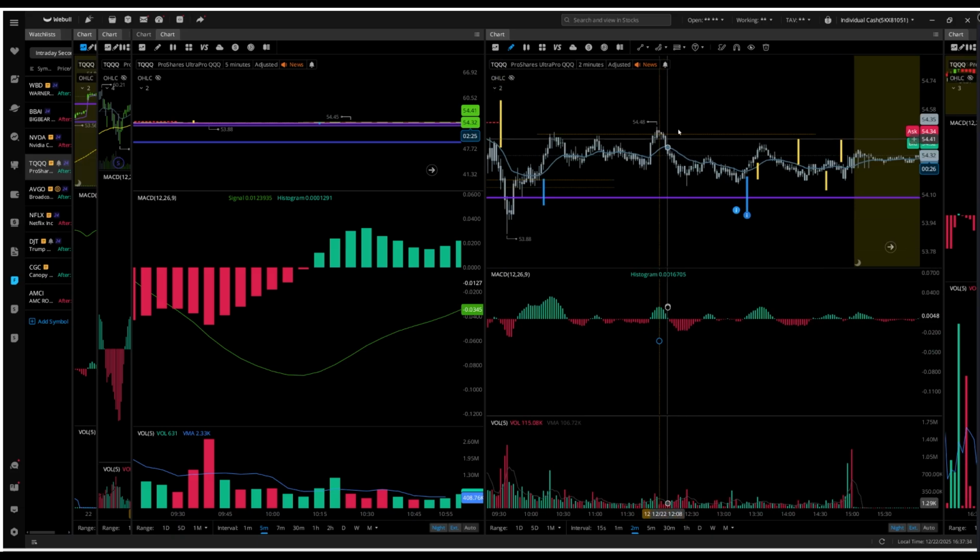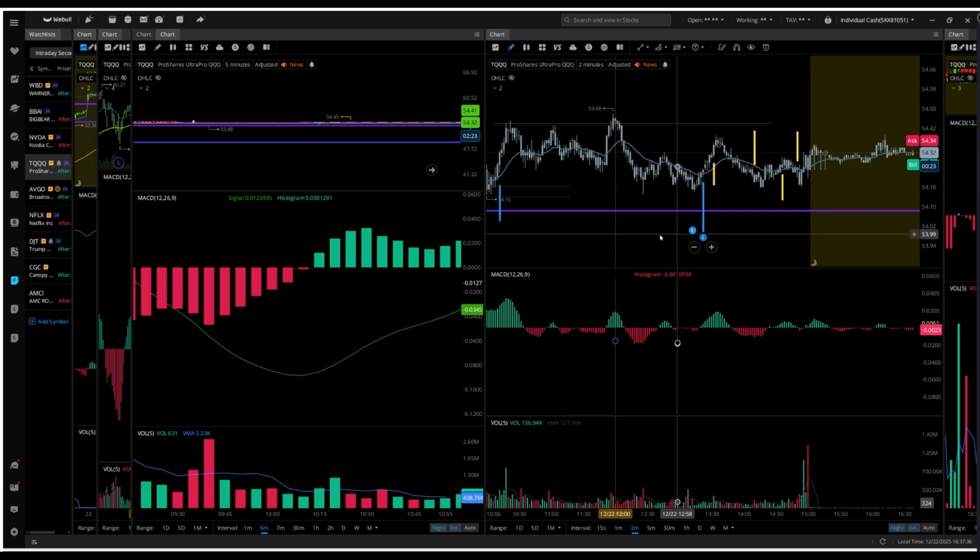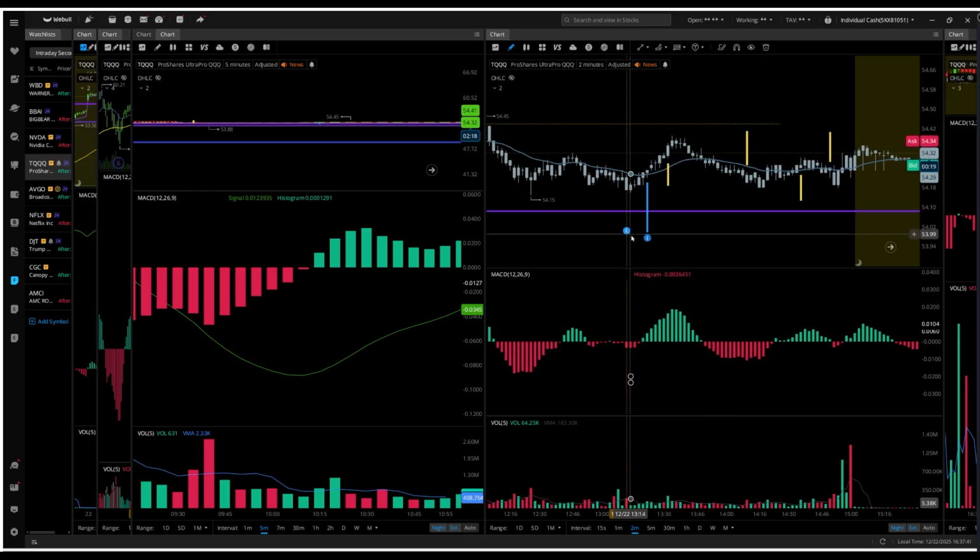So I'm not even going to go over that because I'm just not trading it right now. It's just not in my desire. We're going to go over this setup right here, which is, look right here.